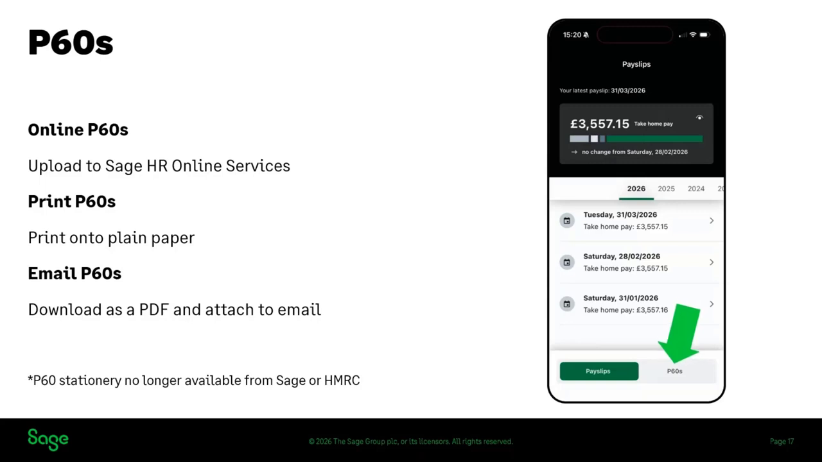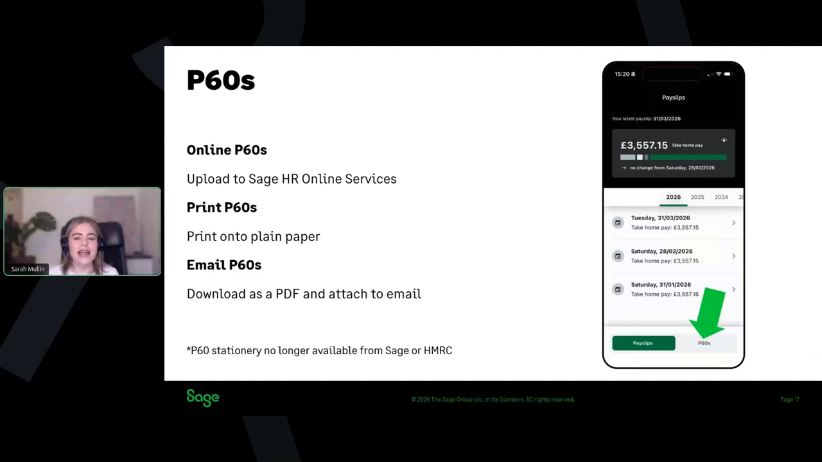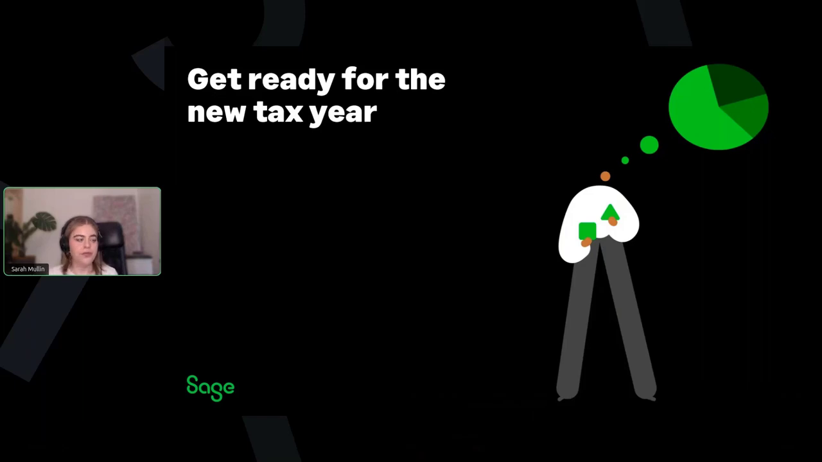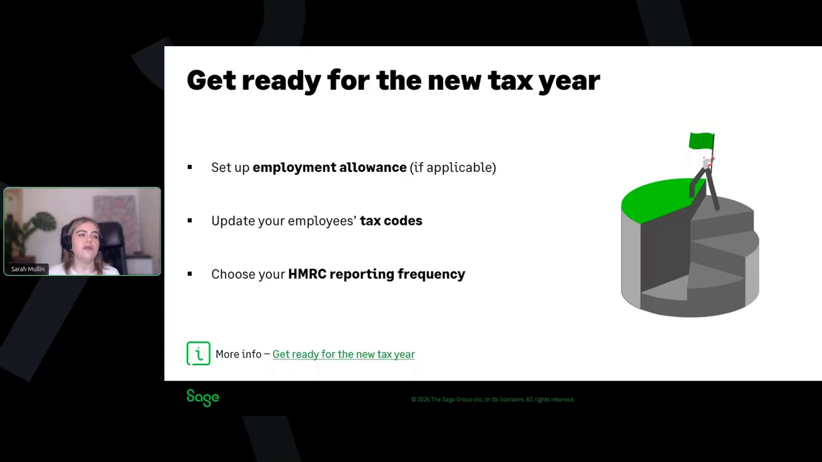So now that's the payroll year-end process done. The next thing I want to take a look at is actually getting ready for the new year. So when it comes to getting ready for the new year, there's really 3 key steps to this. You want to set up employment allowance if it's applicable. You want to update any employee tax codes. And you also want to choose your HMRC reporting frequency. So those would be the 3 key things to get prepared for the new year.